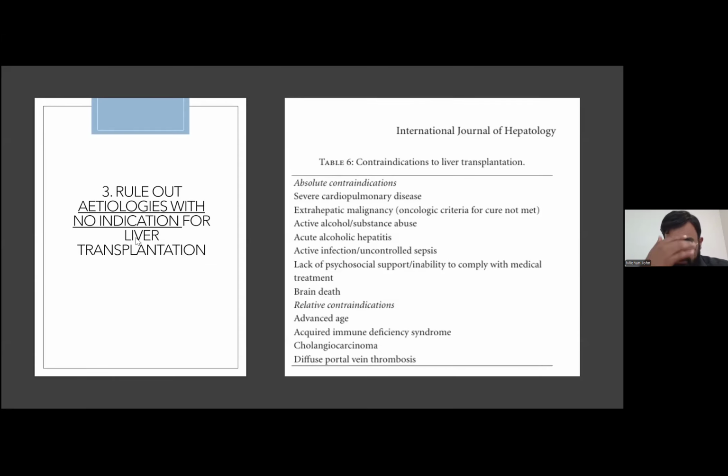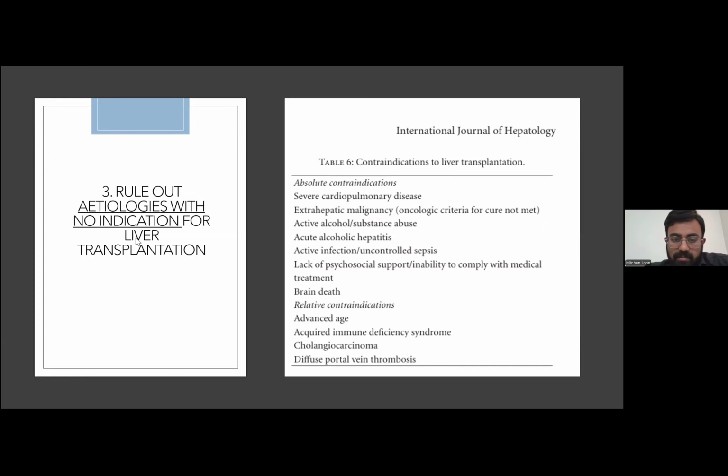So this is actually not from the EASL guideline, but I thought I'd mention it. It is from 2011, so some of it is outdated. But I thought I'd just bring out the absolute and relative contraindications that were brought out in 2011. But severe cardiopulmonary disease, extrahepatic malignancy, which touches on alcohol, as we've mentioned previously as well. And then we'll touch on it later, but the lack of psychosocial support and inability to comply. So this table was more for our patients that are not in an acute setting, but obviously it does correlate to this side as well.